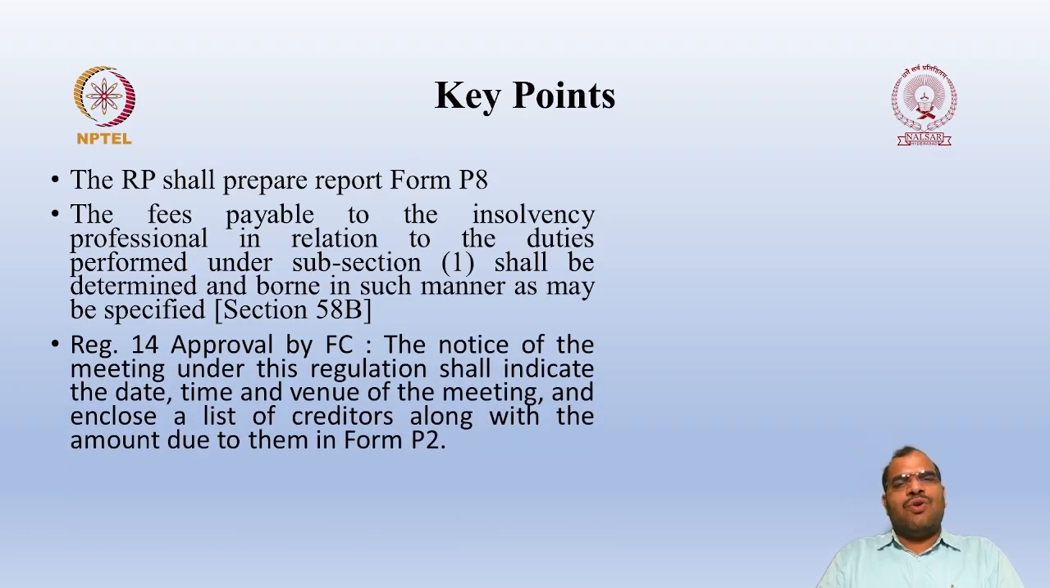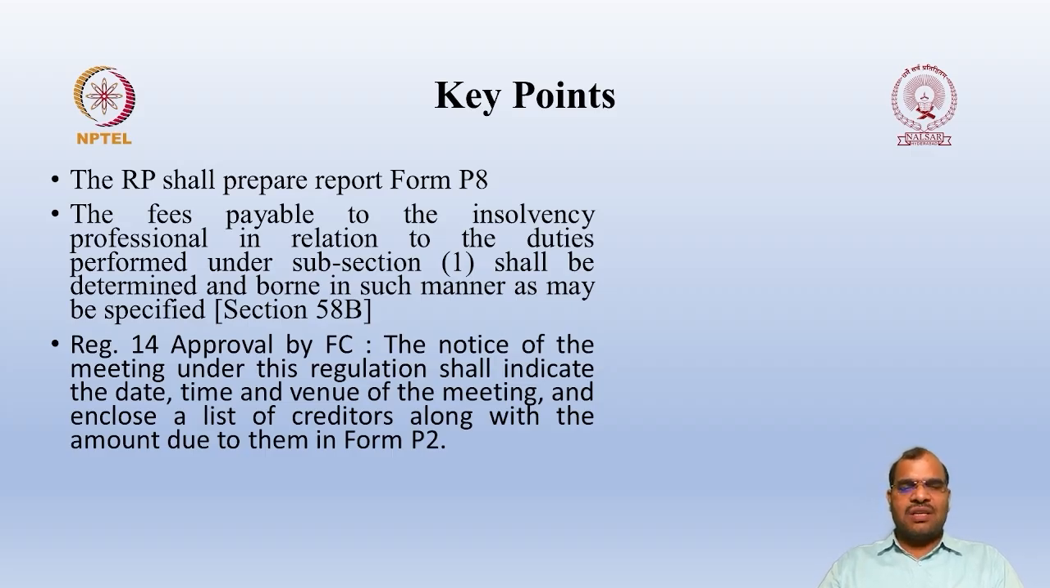Then regulation 14 provides for approval by the FC, the financial creditor. The notice of the meeting under this regulation shall indicate the date, time and venue of the meeting and enclose a list of creditors along with the amount due to them in P4. So please remember, regulation 14 provides that you have to get the approval from the FC. The notice of the meeting shall indicate the date, time and venue of the meeting and enclose the list of creditors.